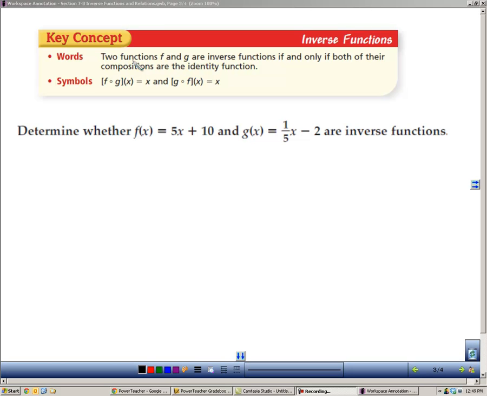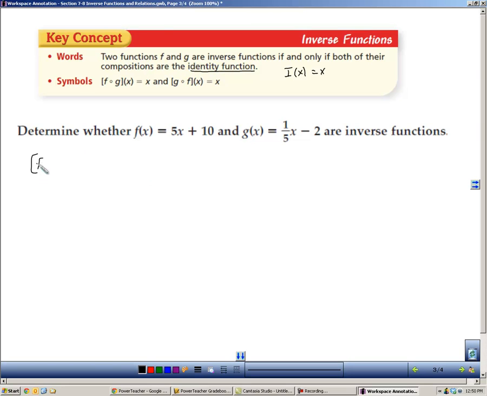Now in this key concept, we're told that two functions are inverse functions if both of their compositions are the identity function. Now the identity function is sometimes written this way: I of x equals x. And it just means that when you plug in x, you get the same thing. You get x out. So if we take the composition of these two functions and we get x, then we know that these are inverse functions.